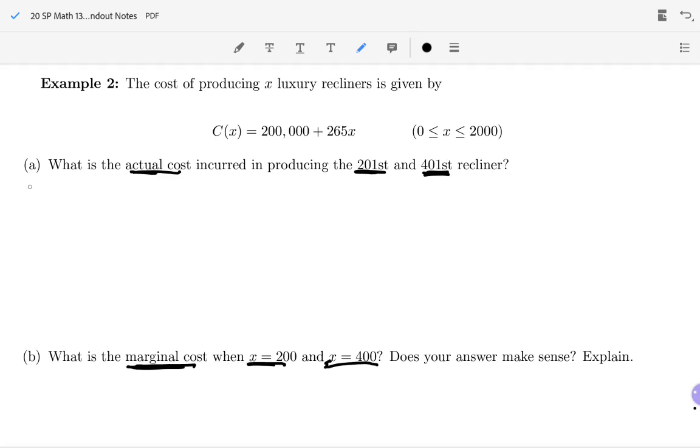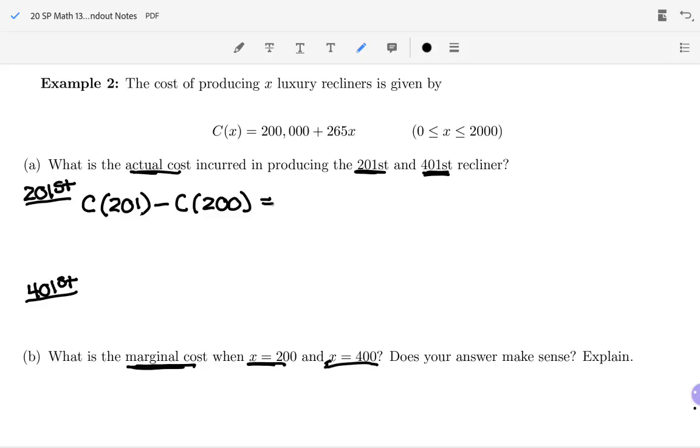So plugging into the actual cost formula, we want to find the 201st recliner. What's the actual cost for that? And compare it to the 401st. Is the cost going up as they produce more? Is it kind of leveling out to be the same number? What's happening? So to find the 201st, we want to plug into the actual cost formula, which says plug in first the number that you want to find, so C of n, minus C of n minus 1, so minus the number before. So to find the 201st, we would plug in C of 201 minus C of 200.